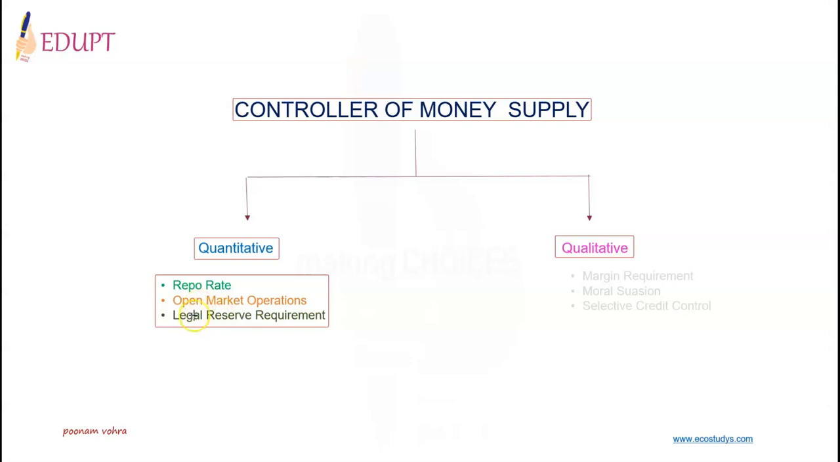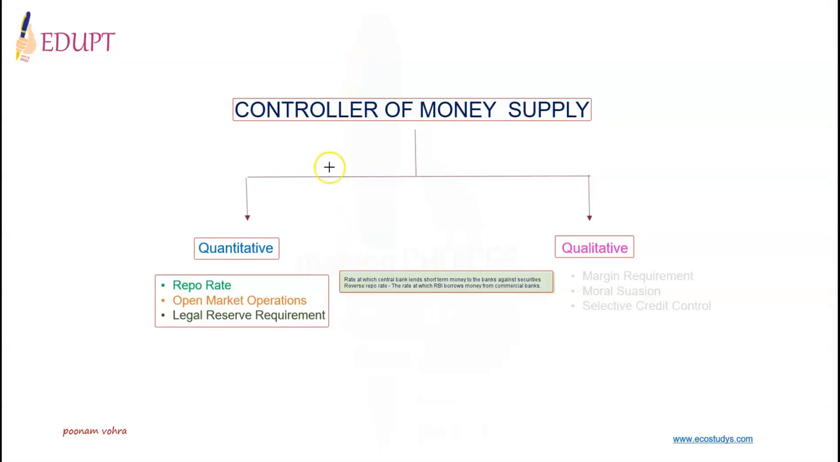Let's understand these terms. Repo rate is the rate at which the central bank lends short-term money to the banks against securities. There is reverse repo rate also, that is the rate at which RBI borrows money from commercial banks. Increase in repo rate decreases the money supply and vice versa.